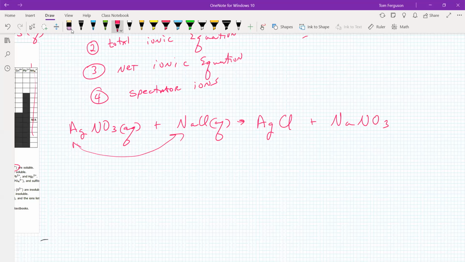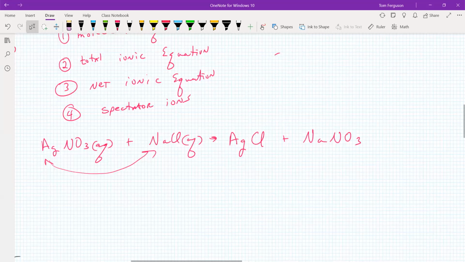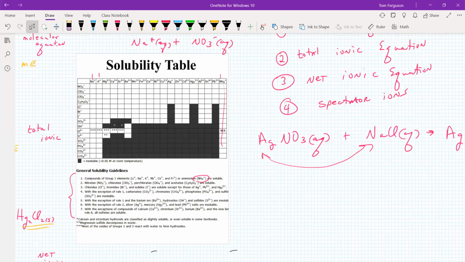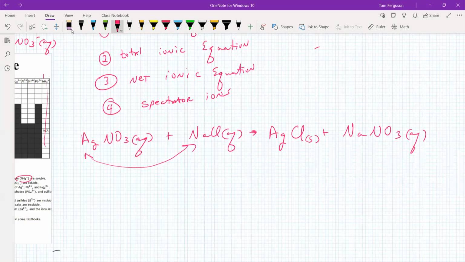We already talked about sodium always in aqueous form. So sodium whatever is always going to be aqueous. Nitrate's the same way. Okay, because everything under sodium and nitrate is white. No solids. However, with silver chloride, remember, so the silver and the chloride come together, black box. So that's not aqueous anymore. That is an S for solid.